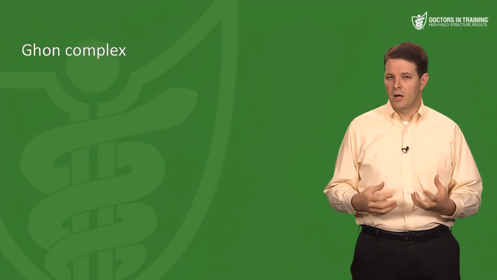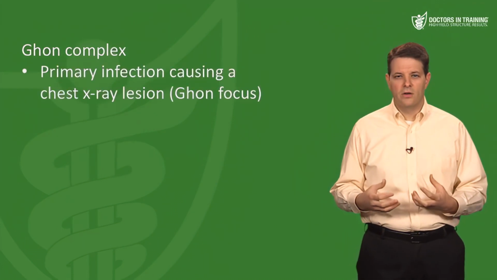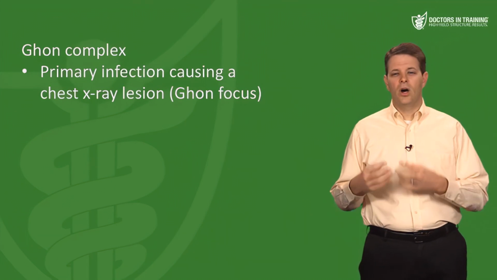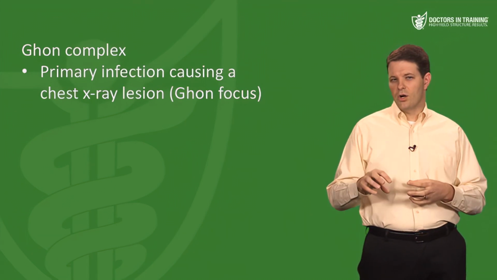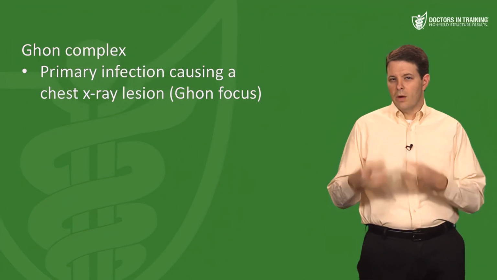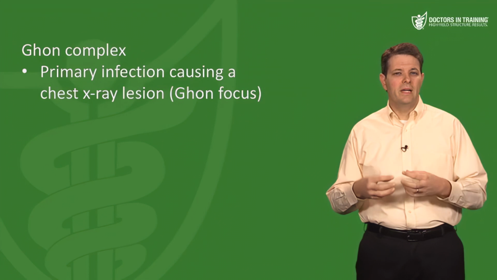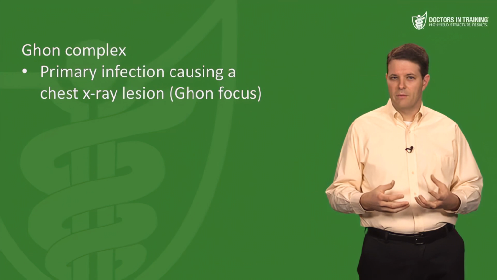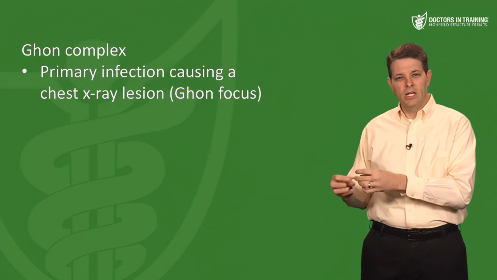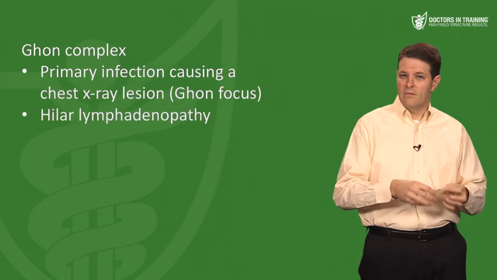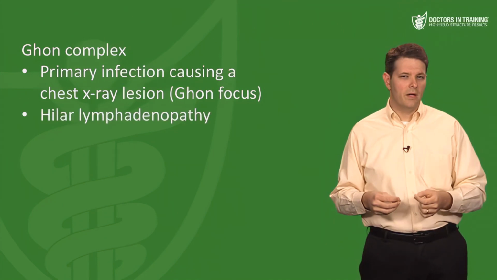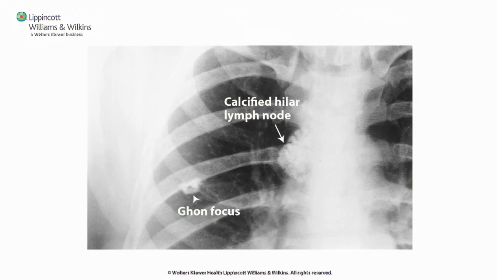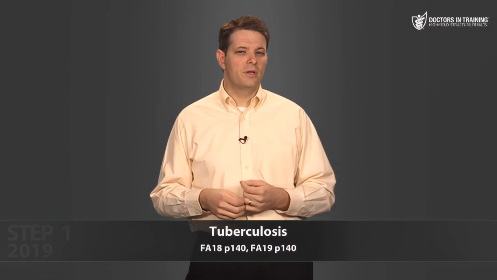So that brings us to the Ghon complex. When primary TB occurs, this may cause a lesion seen on chest x-ray called a Ghon focus, where the primary infection occurred in the lung parenchyma. Now, when primary infection occurs, some of the TB will drain into the local lymphatic system, resulting in hilar lymphadenopathy that we see on chest x-ray. So when you have both the primary TB lesion, that Ghon focus, plus the lymphadenopathy, we call that a Ghon complex. So here you can see a Ghon complex, which includes both the primary lung lesion, the Ghon focus, plus the hilar lymphadenopathy.